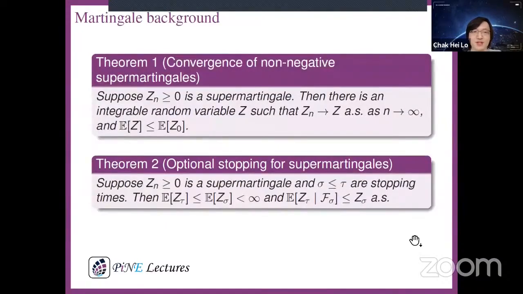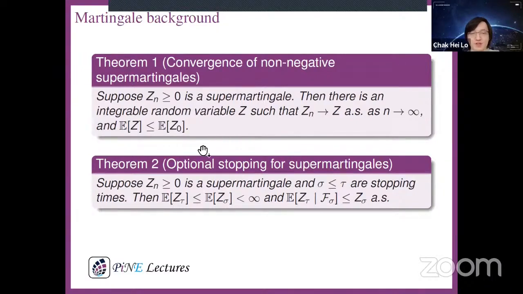So let's recap 2 standard theorems on martingales. The first one, which we'll use quite a few times in this course, is the convergence of non-negative supermartingales. Suppose Z greater than or equal to 0 is a supermartingale. Then there is an integrable random variable Z such that Zn converges to Z almost surely as n goes to infinity. And we also have that the expectation of Z is bounded above by the expectation of Z0.